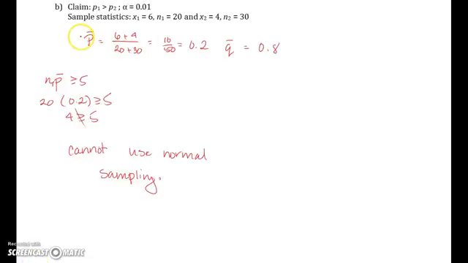Okay, so my p bar is 6 plus 4 over 20 plus 30, which is 10 over 50, which gives me 0.2. My q bar is 1 minus the p bar. That's 0.8. So for the first check, n1 times p bar, it's 20 times 0.2. That has to be greater than or equal to 5. Well, 20 times 0.2 is 4. Not greater than or equal to 5. Therefore, we cannot use normal sampling for this example. That is part 1 of this lesson, and then we will work out a complete problem in your next video.